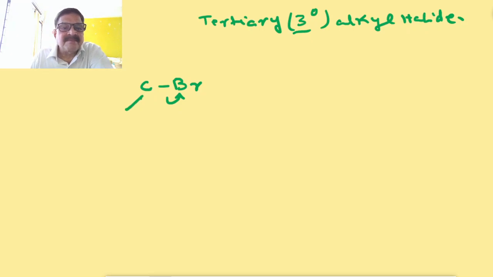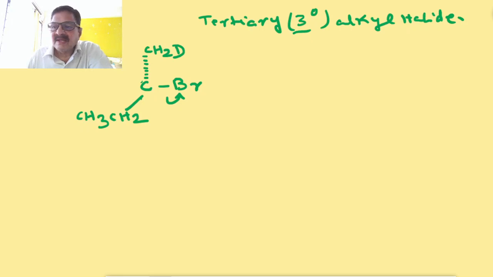Now we can show four different groups bonded to the central carbon atom here. So we can have, on a wedge, a methyl group here, and say down, CH2D, deuterium. Then on a wedge we are showing a methyl group here. Okay, so this central carbon is a stereogenic center. So this is bonded to the leaving group Br here. Correct.